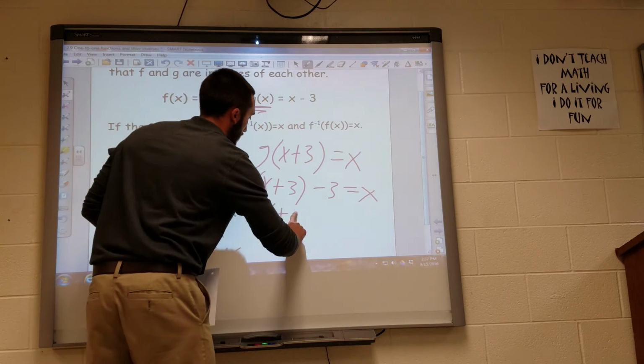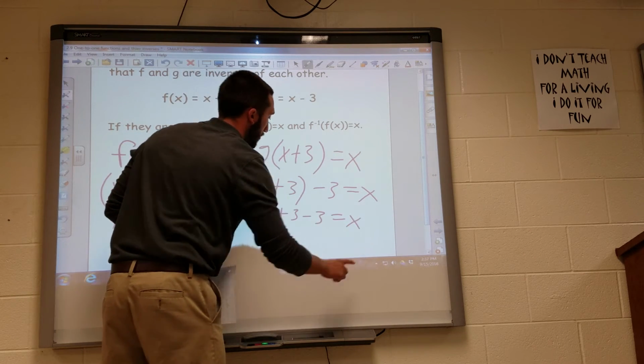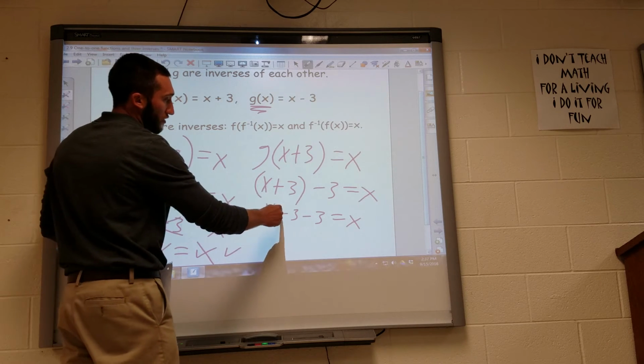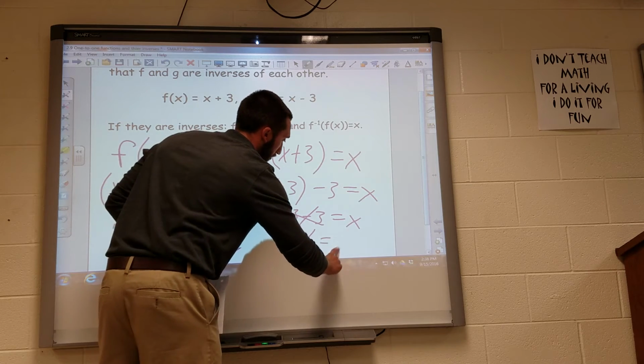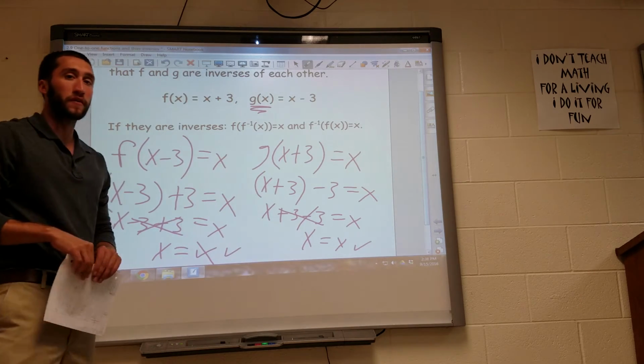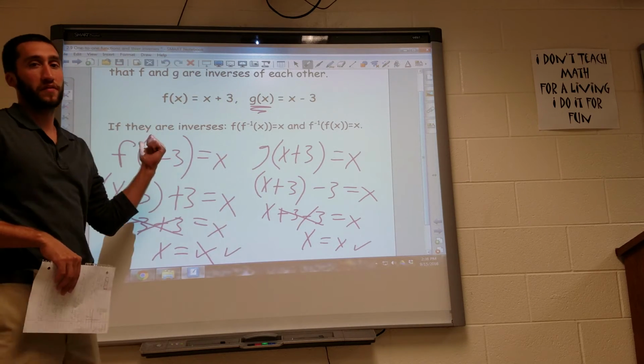Again, x plus 3 minus 3 has to equal x. And again, these positive 3 and negative 3 cancel. We're left with x equals x, again proving that they are inverses of each other.